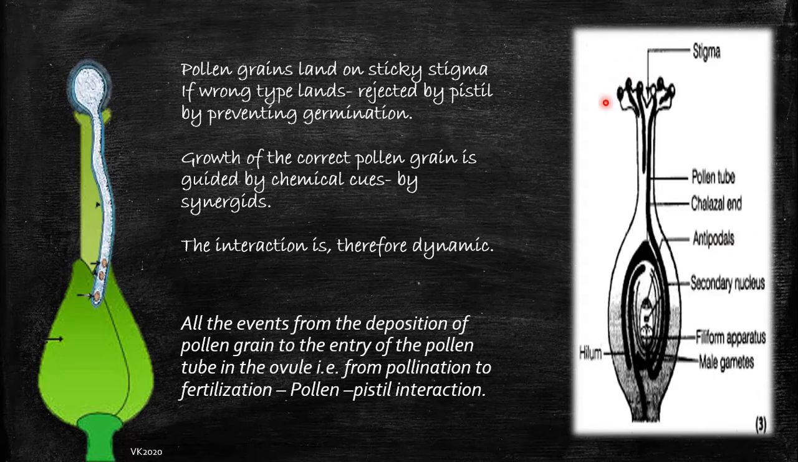So here in this image, you can see there are many failed pollen grains which have failed to germinate. The pistil did not allow them to germinate, and this pollen grain won because it produced a pollen tube and it has successfully reached the egg apparatus. It came along the way in response to the chemical cues sent by the synergids.